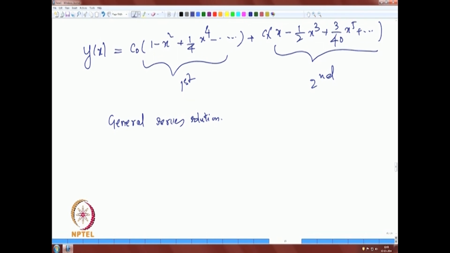So, by doing this method, if a point is an ordinary point, we can get two linearly independent series solutions of a differential equation. And if the point is a singular point, there are methods, Frobenius methods and all that, which will come in another series. Okay, so with this I would like to finish. We have seen that even if the differential equation has variable coefficients, we can have a solution in power series form, series solution.